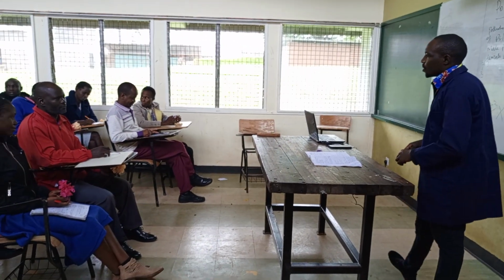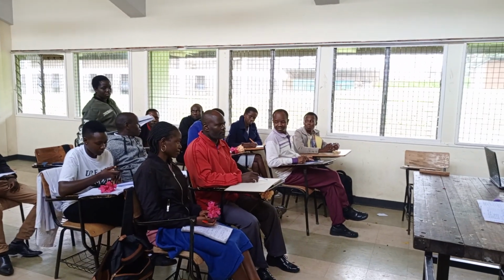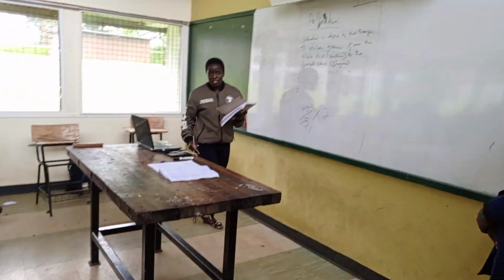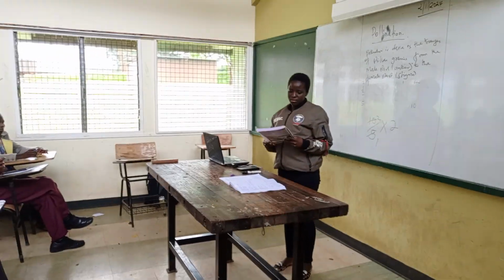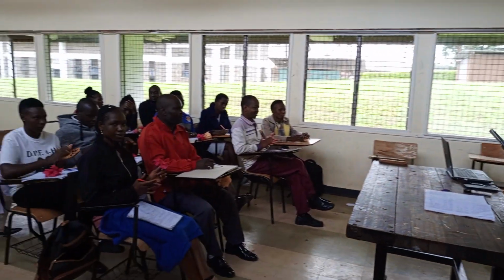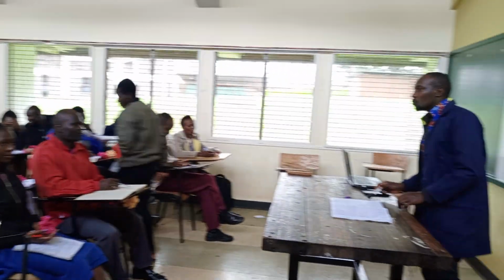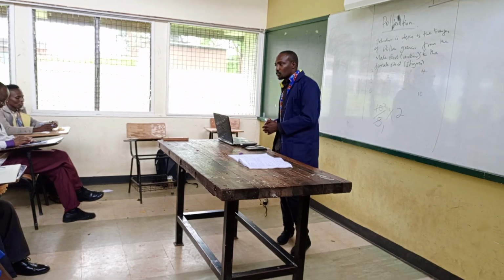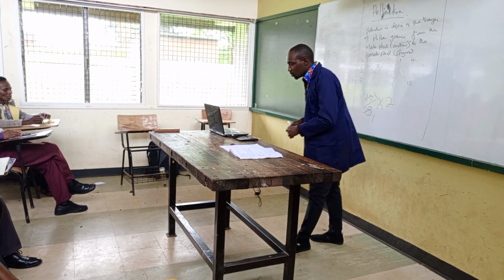Now, finally, let us hear from group 2. Can we hear from group 2? You can come forward. Thank you, sir. We defined the term pollination as the transfer of pollen grains from anthers, which is the male part of the flower, to the stigma, which is the female part of the flower. That is all. Very good. So that's according to group 2. I think they defined it the same way as group 1 and group 3. So that is very good.